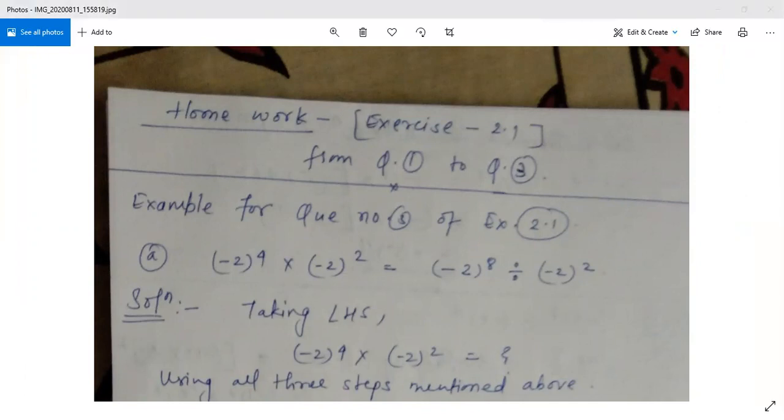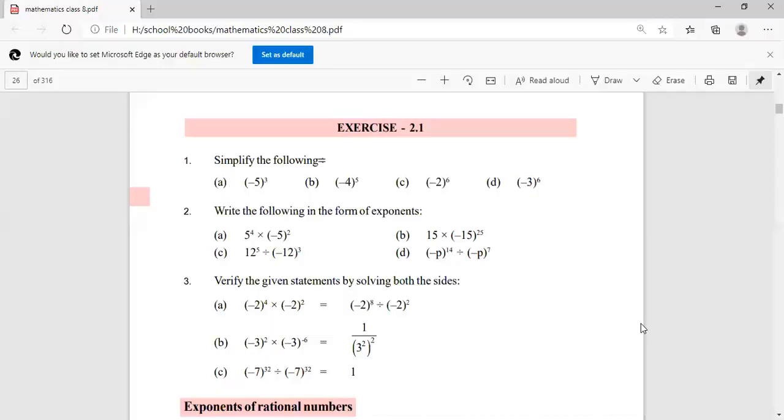Now here it is your question. The first question is simplifying the following. Here you can simplify minus 5 cube, minus 4 to the power 5, minus to the power 6, minus 3 to the power 6. You can solve this one, and also you can solve the second question.